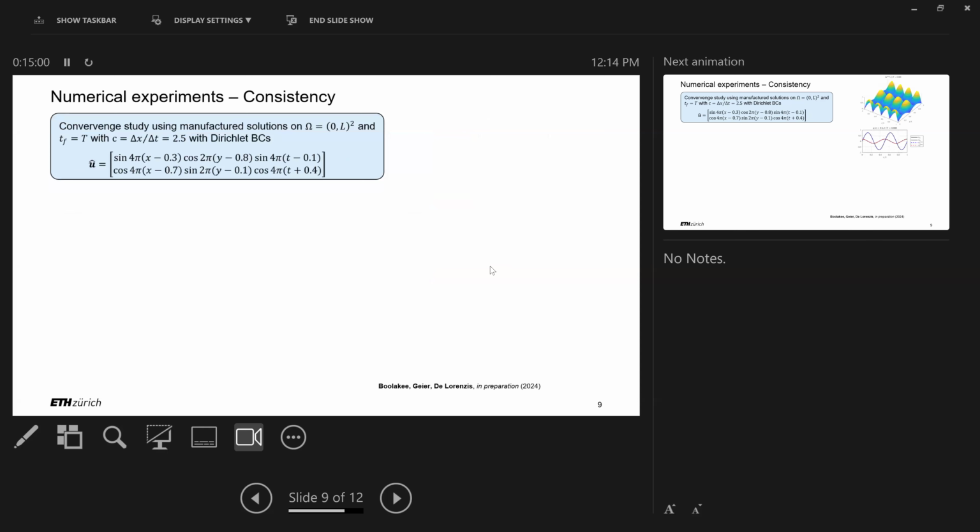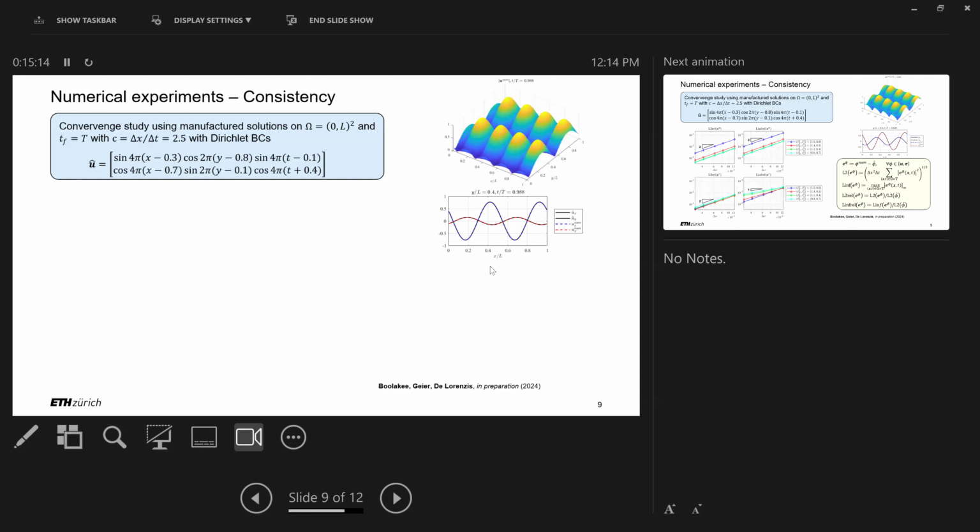Okay, I don't have much time left, so we'll just very briefly go over some numerical experiments. For consistency, we carry out convergence studies using manufactured solutions. So we just assume a certain solution of a certain form. This is how the solution looks on the top here. This is the norm of the displacement field, and here is a comparison of the exact solution and the numerical approximation.